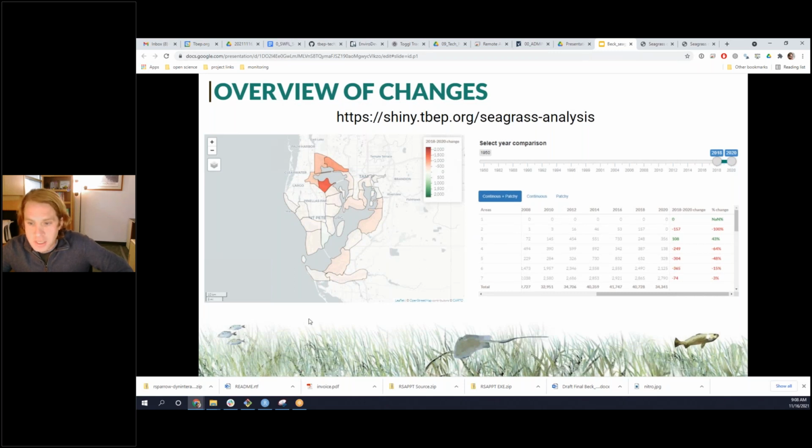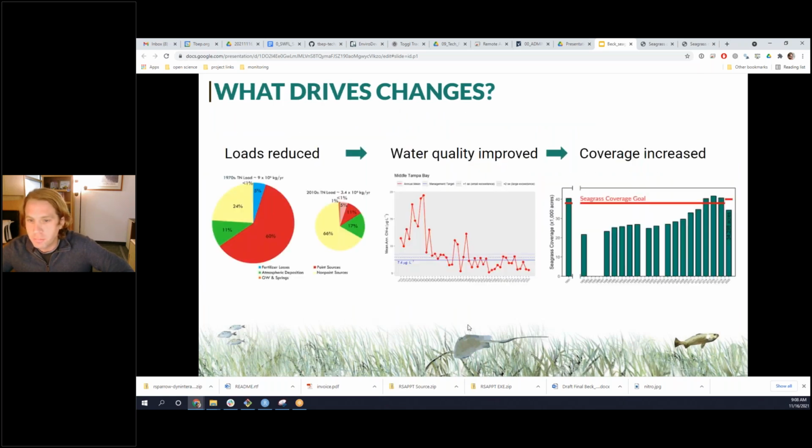So that's the dashboard. Again, be happy to talk more about that later, but I just wanted to put that out there as something that we have produced that might be helpful to understanding the different products. But this talk today is really more about understanding what happened between 2018 and 2020 with the seagrass layer. Again, going back to our management paradigm we think about for the bay.